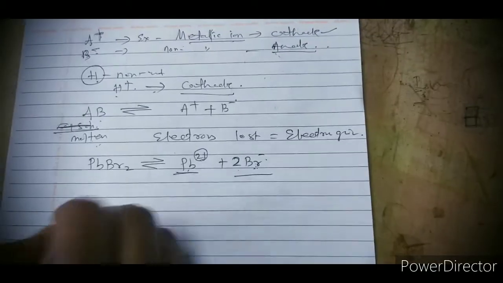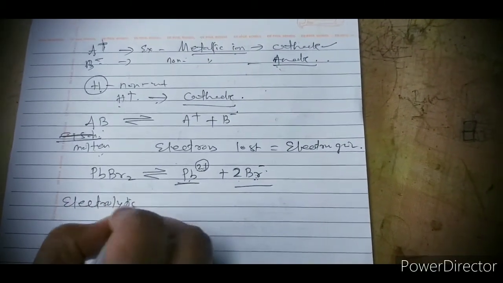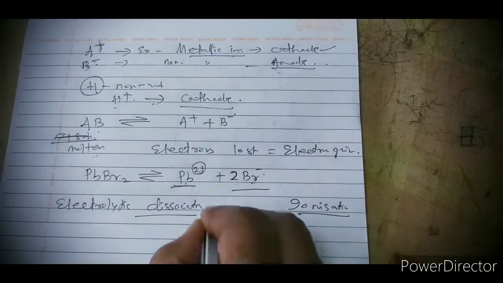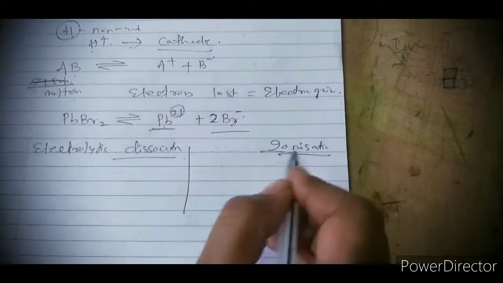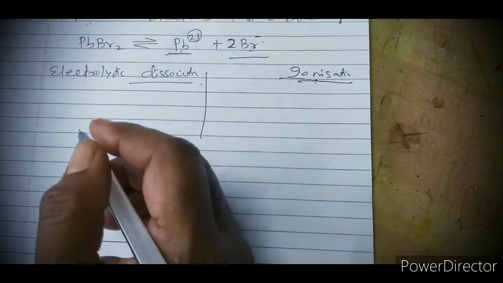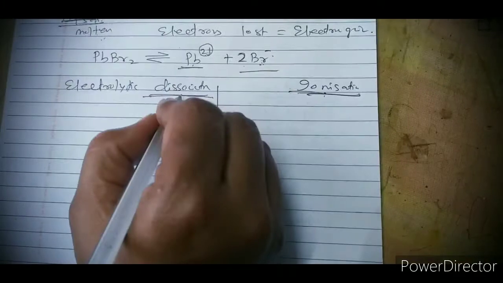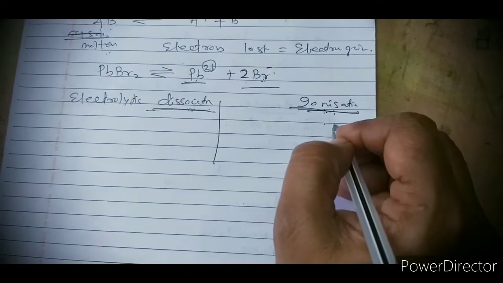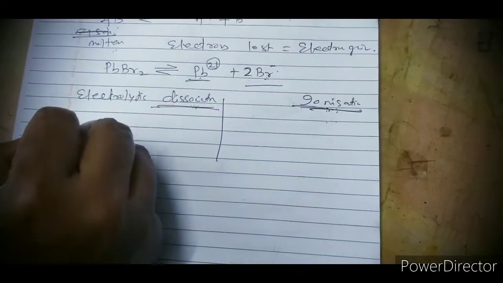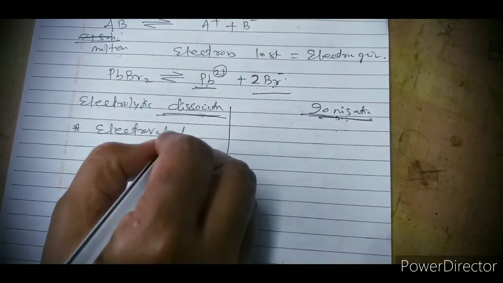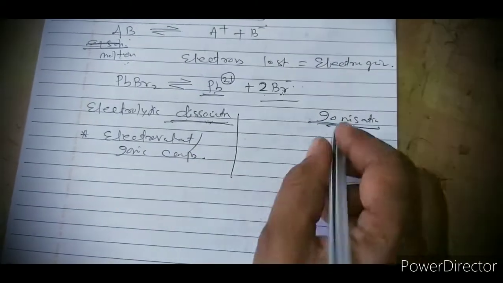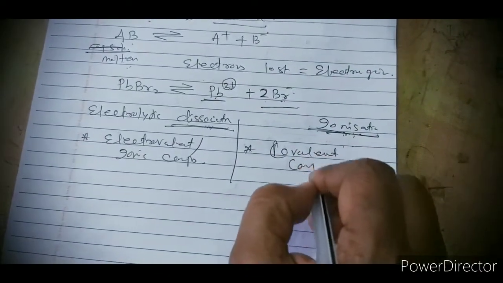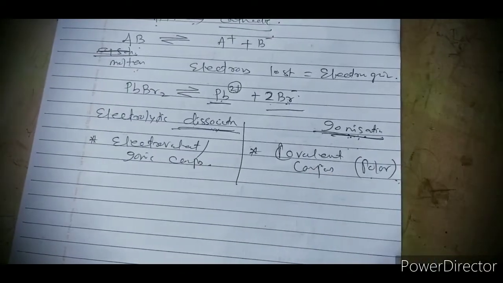So now let us discuss electrolytic dissociation, and here we will go for ionization. This is most important, and remember where we had read this? We had read this in the chemical bonding chapter. Dissociation is the separation of ions. Ionization is the formation of ions. And this electrolytic dissociation takes place in electrovalent or ionic compounds. But ionization takes place in covalent compounds, that too polar covalent compounds.